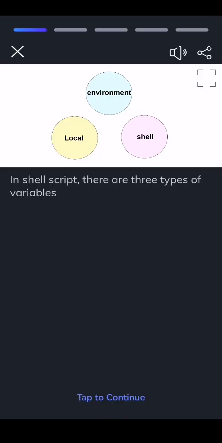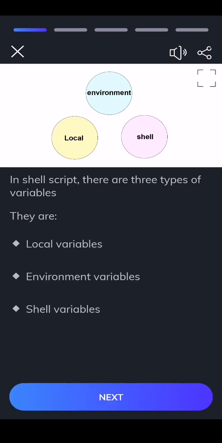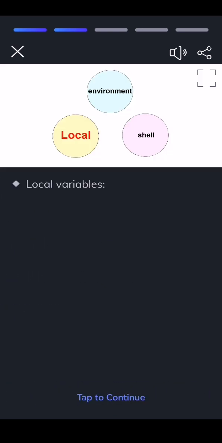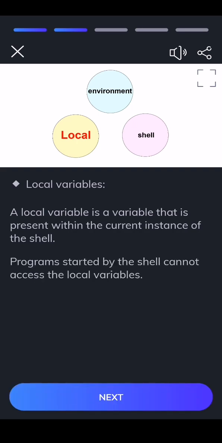In shell script, there are three types of variables. They are local variables, environment variables, and shell variables. Local variables. A local variable is a variable that is present within the current instance of the shell. Programs started by the shell cannot access the local variables.